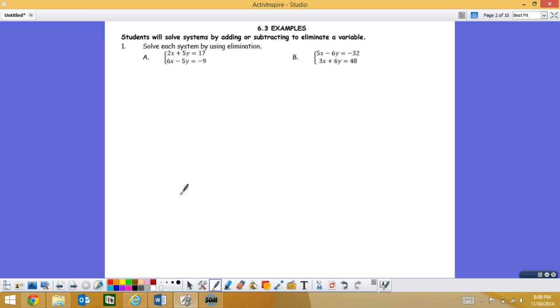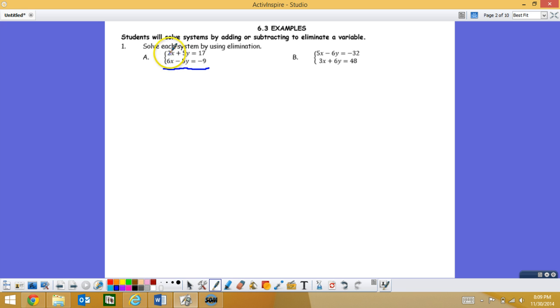If you'll notice in this first one in A, if we were to add these two equations together, and we added 5y and negative 5y, the y's cancel. They become eliminated. That's why this is called elimination. Get it? Clever. Anyway, so the y's will be eliminated if we add these two equations together. So that's what we're going to do. We're just going to add these two equations together, and then the y's will be eliminated.